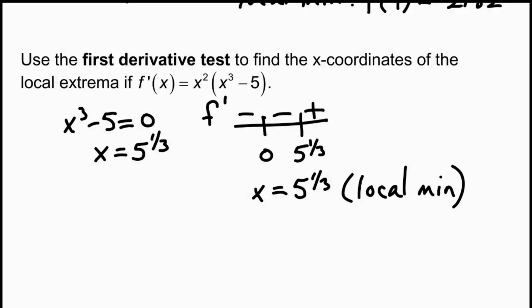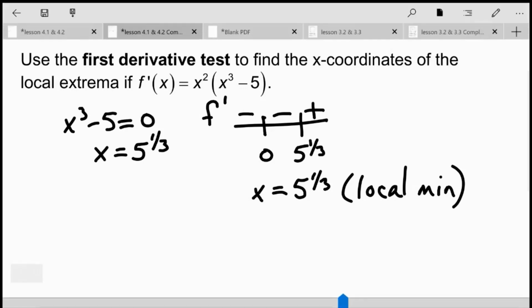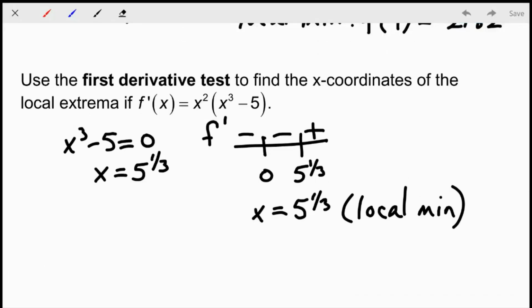One of them has an odd multiplicity, one of them has an even multiplicity. And so here's my sign chart, and it goes minus, minus, plus. So clearly at x equals 0, I would have a shelf point. And over here at x equal to the cube root of 5, I can see I'm going down and then back up. That's going to be a local minimum. Okay, so pretty easy to analyze these once you understand what you're looking at.